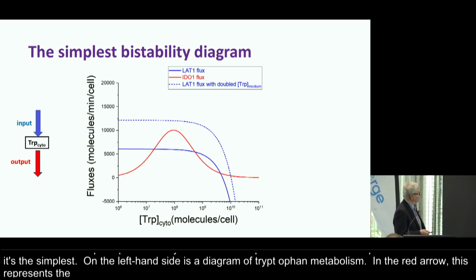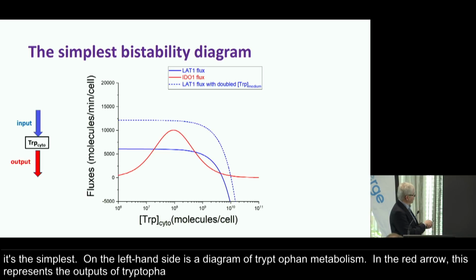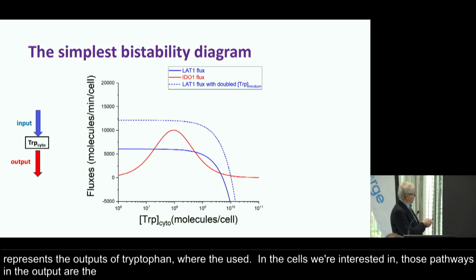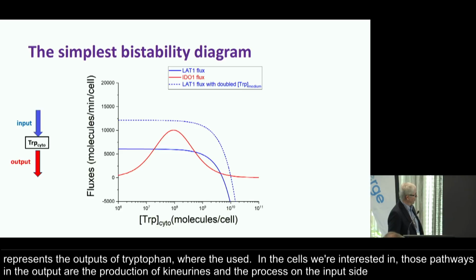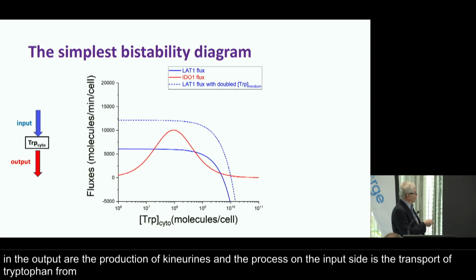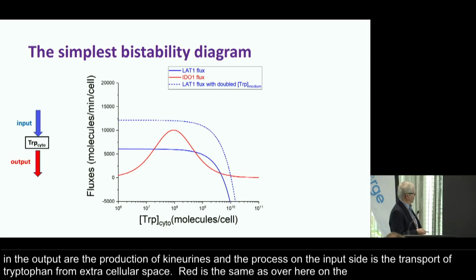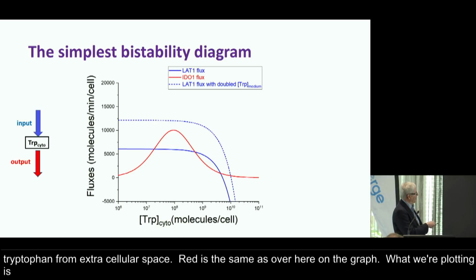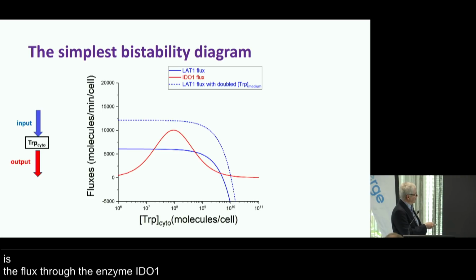Where is it used? In the cells that we're interested in, the pathways in the output are the production of kynurenines, and the process on the input side is the transport of tryptophan from extracellular space to cytosol. And so red is the same over here in the graph, and what we're plotting is the flux through the enzymes IDO1 and IDO2, and in blue is the flux coming in from outside the cell, plotted as a function of how much tryptophan is inside the cell. And this is a really interesting diagram because of the nonlinearity contributed by IDO1, the substrate inhibition.